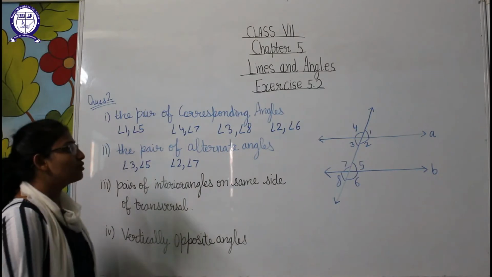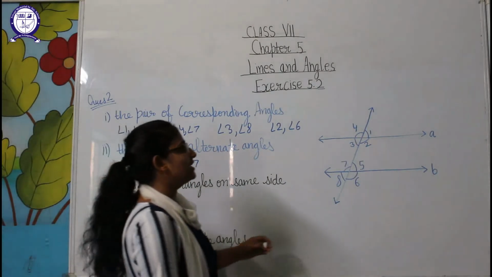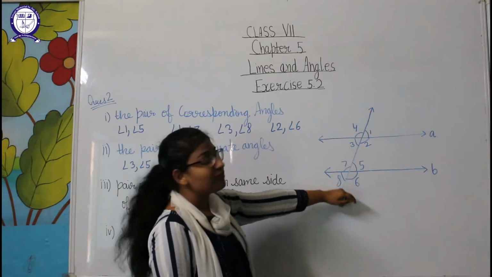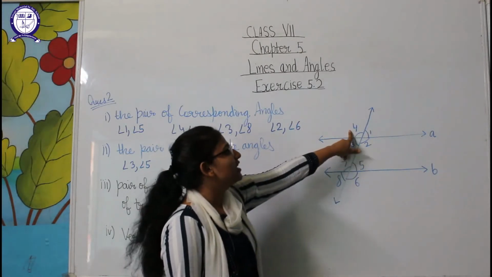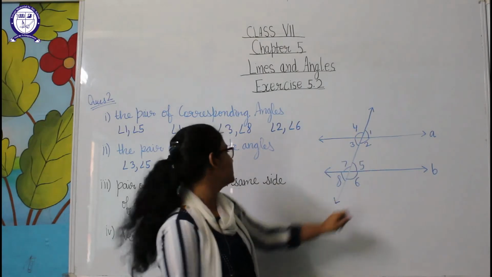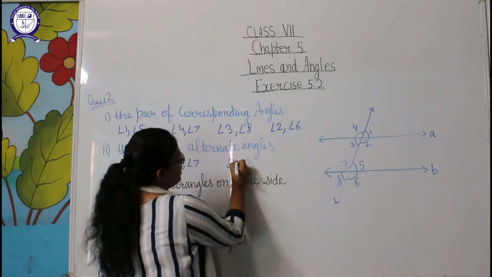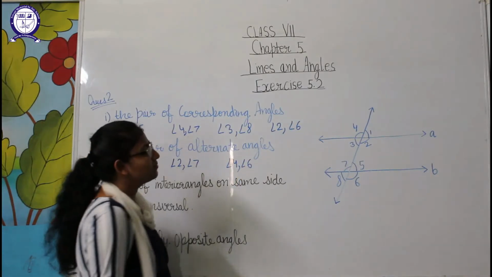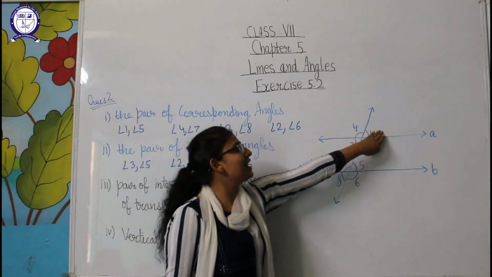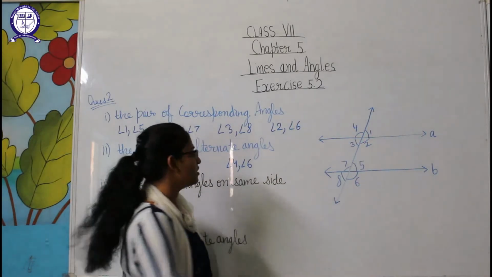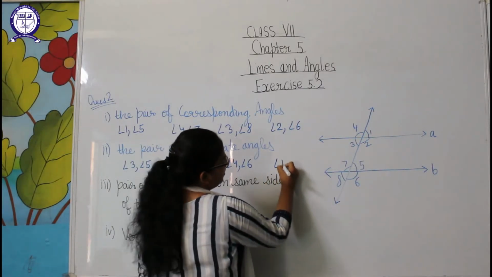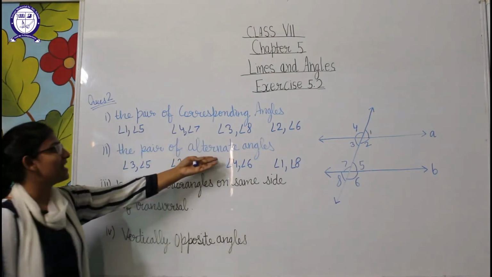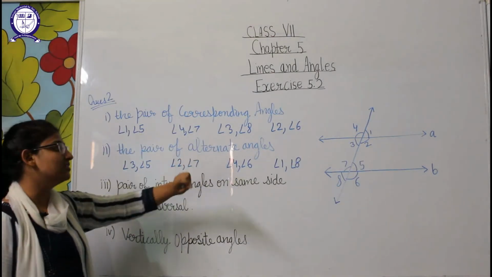Now we will talk about alternate exterior angles. So exterior are these two and these two, and what are the pair for alternate? This angle 4 and this angle 6. So here we will write angle 4 and angle 6 are alternate. Now another pair is angle 1 and angle 8. They are also alternate exterior angles. So they will be categorized as alternate angles.